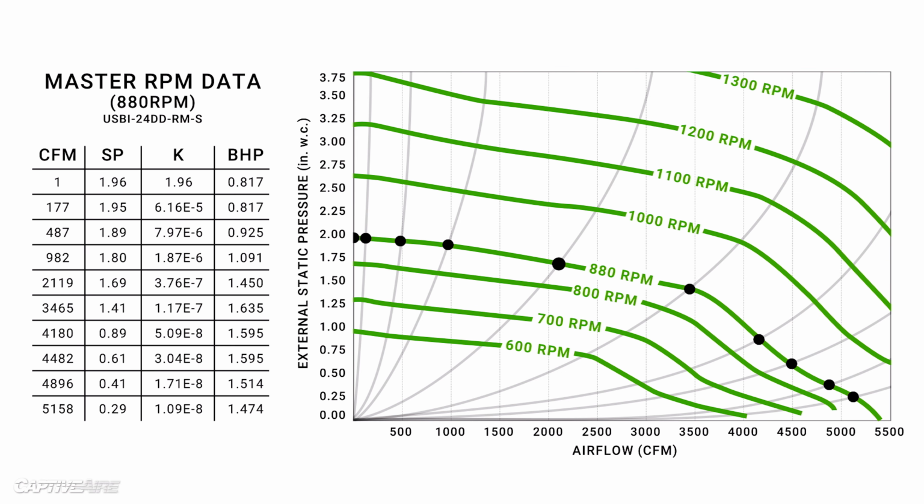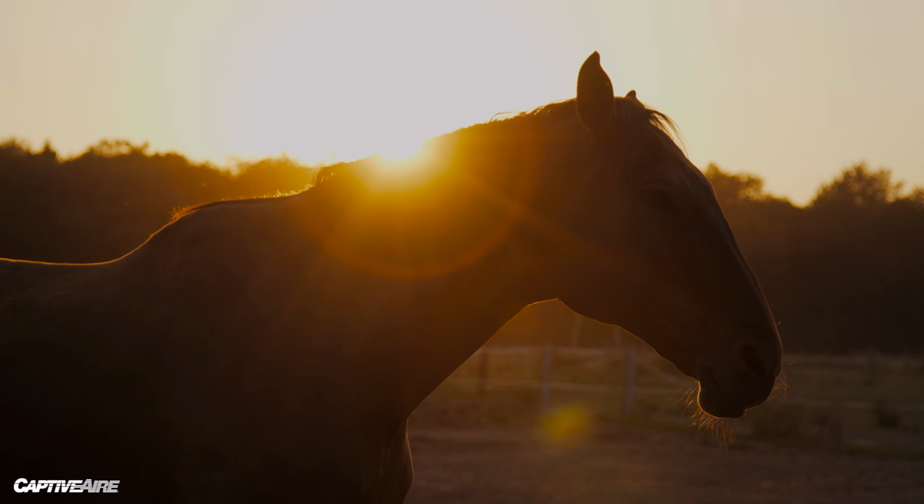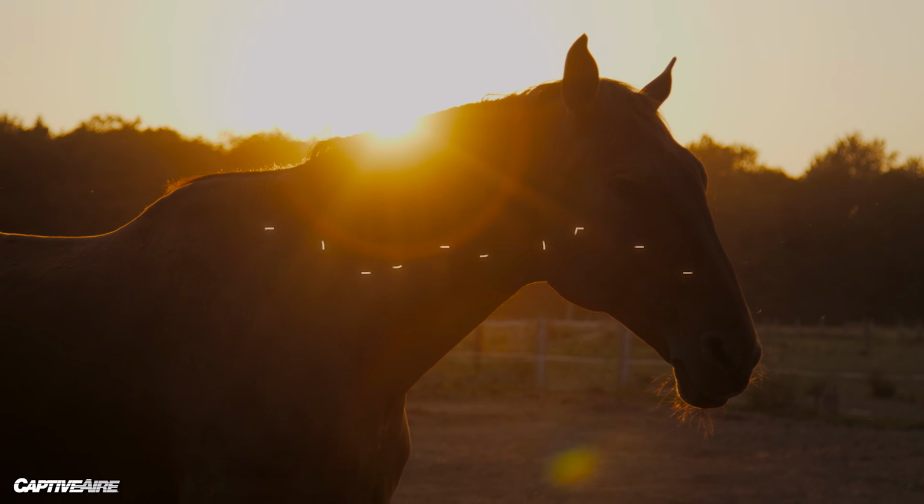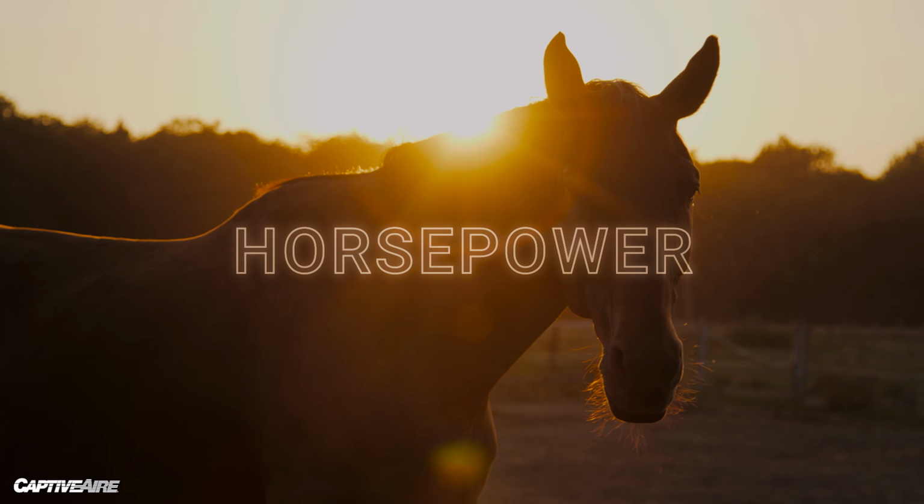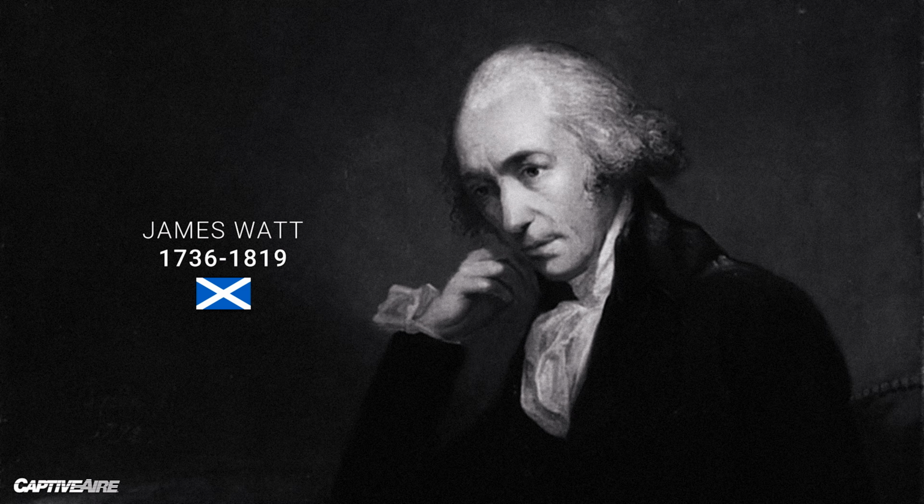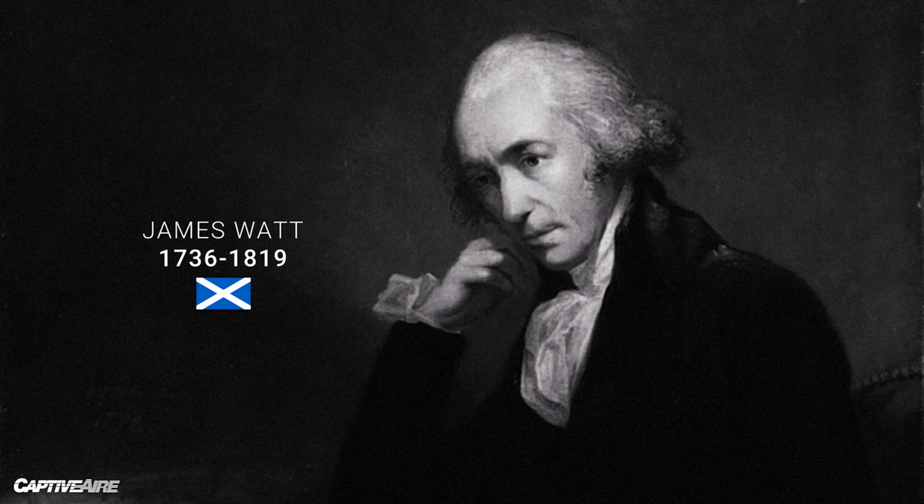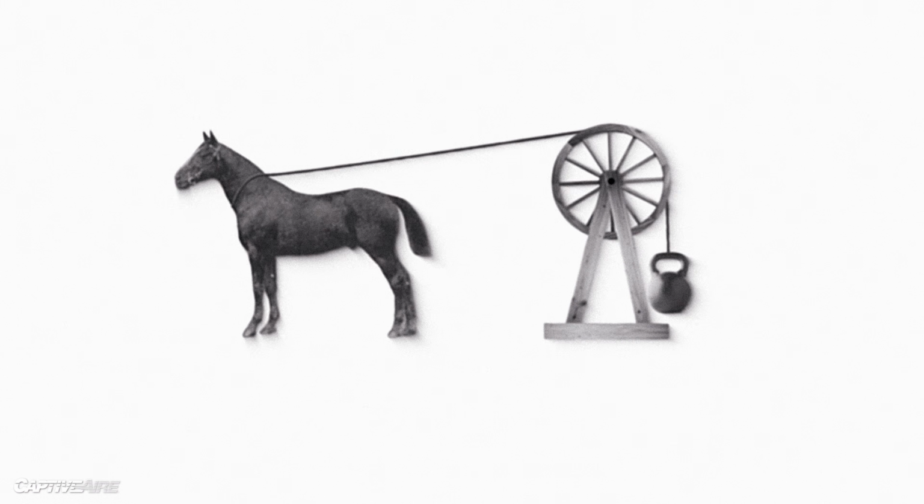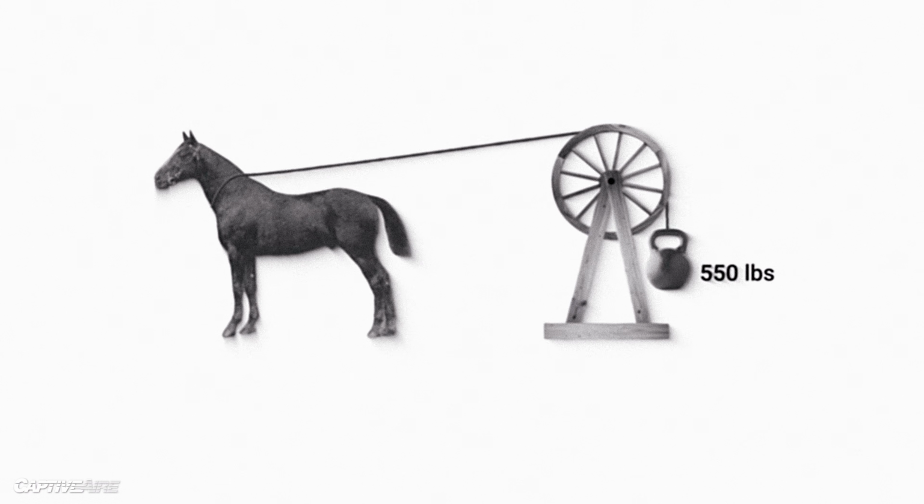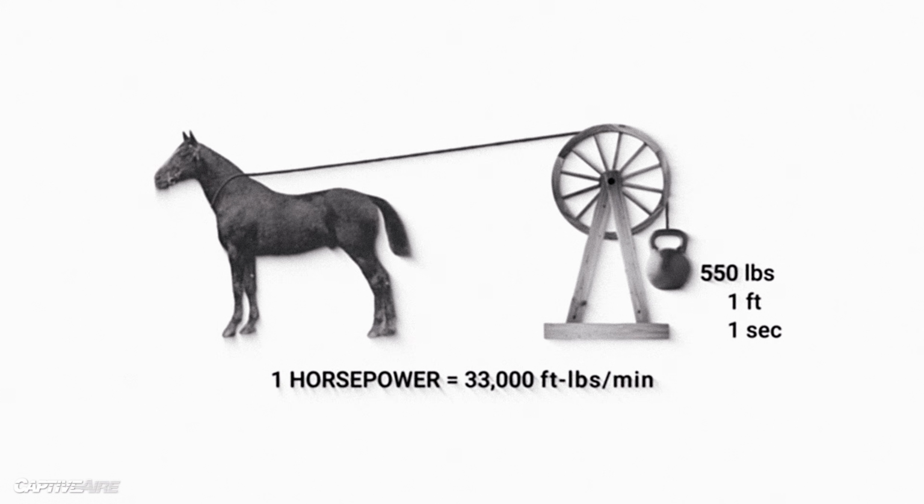Now, this graph is already very useful as it is, but it's missing something pretty crucial, and that is horsepower. It was a Scottish guy named James Watt who first defined horsepower when he determined that an average horse could lift a 550-pound weight by 1 foot in 1 second continuously during an 8-hour shift. Multiplied by 60 seconds, this comes out to 33,000 foot-pounds per minute.